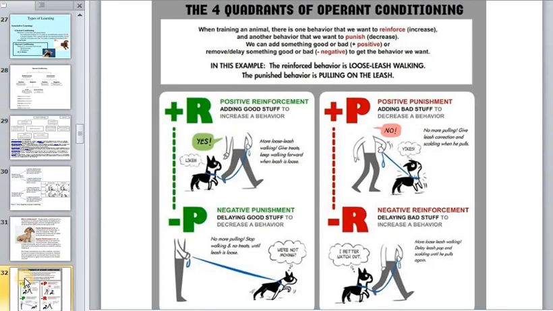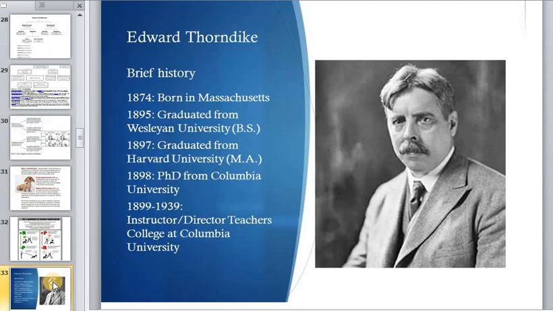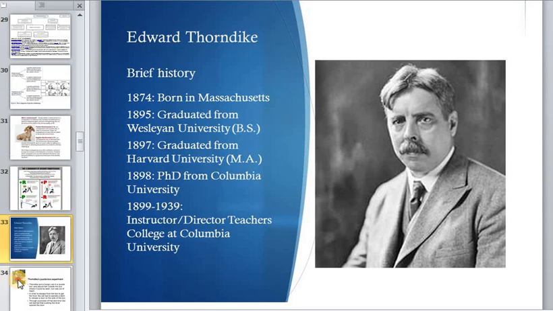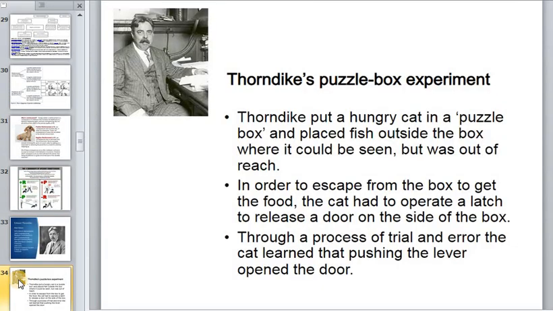And some more. This picture describes this kind, positive and negative. And here is a new slide about a new scientist, Edward Thorndike. You know this picture from the previous practical, but he used the puzzle box experiment and put cats in a puzzle box, and placed fish outside the box where it could be seen but was out of reach.